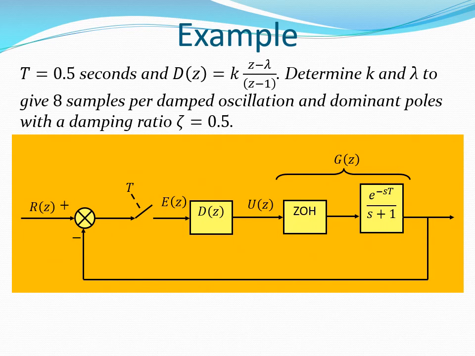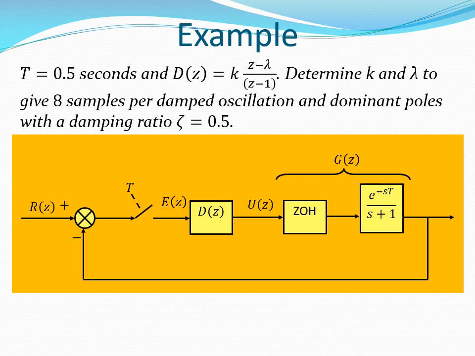Let's illustrate the use of the root locus in the design of controllers using an example. For the system shown, the specifications require the damping ratio to be 0.5, the sampling time to be 0.5 seconds, and there should be 8 samples per each damped oscillation. The controller is a PI controller, that is D(z) equals K (z minus lambda) over (z minus 1).